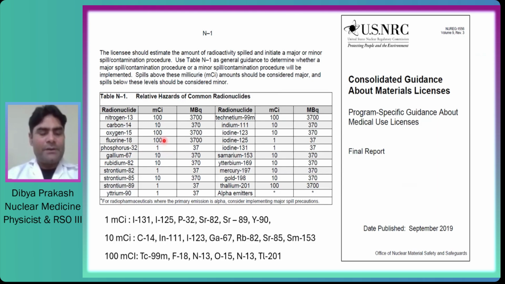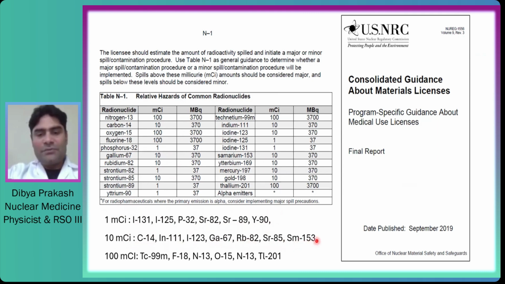So if we divide everything, in the 1 millicurie bracket, iodine 131, iodine 125, P32, strontium 82, strontium 89, yttrium 90, they all come under the 1 millicurie bracket. This is derived from this table. With 10 millicurie, the C14, indium 111, iodine 123, gallium 67, rubidium 82, strontium 85, samarium 153.